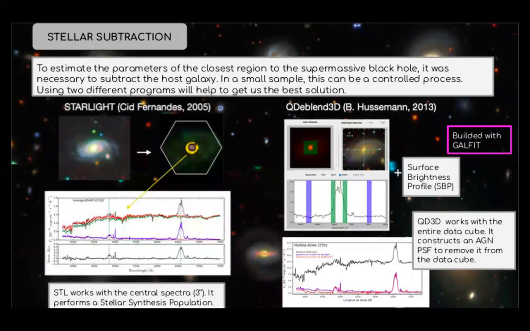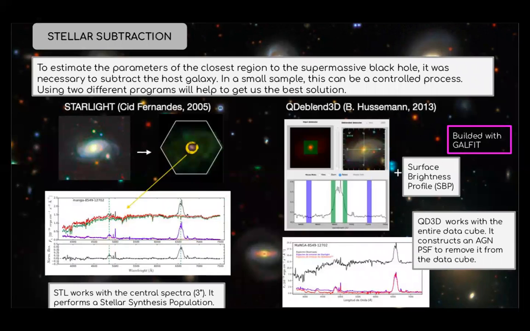To estimate the parameters of the region closest to the supermassive black hole, it was necessary to subtract the host galaxy. But with a small sample, this can be a controlled process. Using two different programs, we can have the best solution. We use Starlight, which performs a stellar population synthesis, and QDeblend, which constructs an AGN PSF and then removes it from the entire data cube.